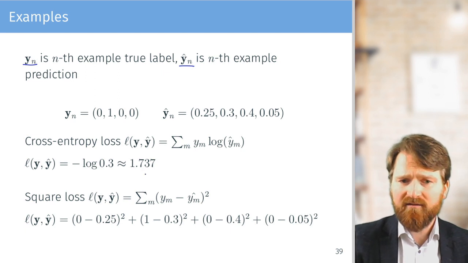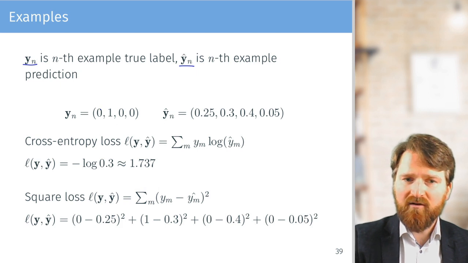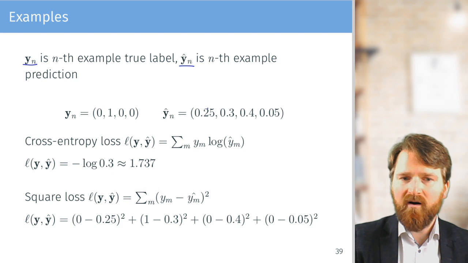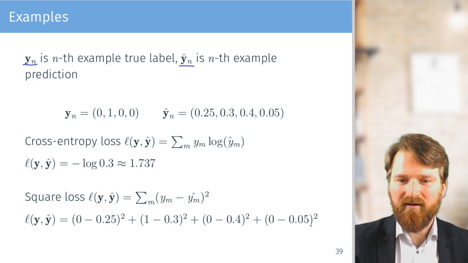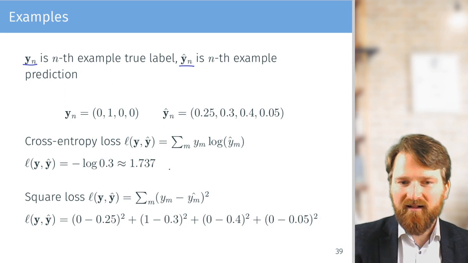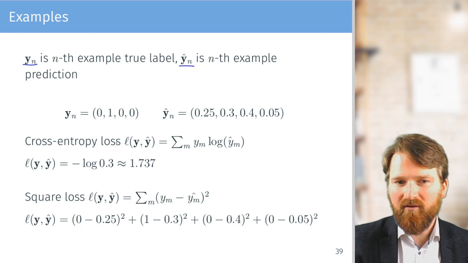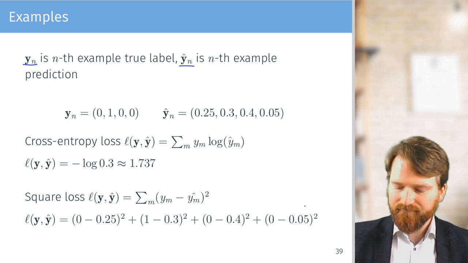If we take square loss of the same predictions, we take basically all of them. So square loss is again (0 minus 0.25) squared, (1 minus 0.3) squared, (0 minus 0.4) squared, and (0 minus 0.05) squared. And it's a number, I didn't compute that, but you can compute it easily. So it's a different number. We can see that the cross entropy behaves differently because it ignores everything which is 0 in the gold standard data, while the square loss computes all of these differences.